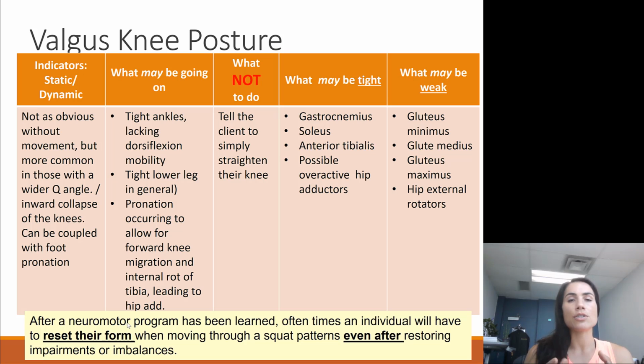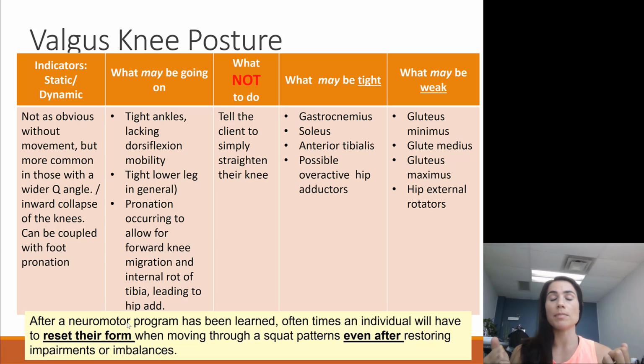And so what you really need to do is to address the subtleties and the things that are happening above and below that knee joint, right, including the ankle joint, to help correct that posture. So things that might be tight for someone who has a valgus knee: that calf muscle, that gastroc and soleus, anterior tibialis, right, the shin, and then potentially having hip adductors that are a little bit more overactive than they should be. Things that might be weak: glute min, glute med, right?